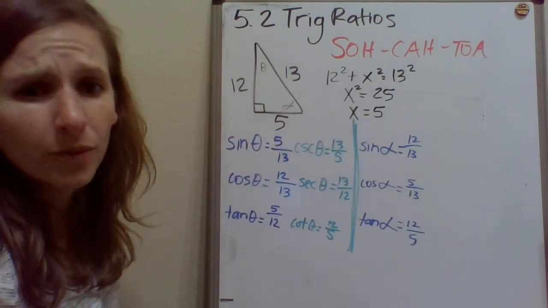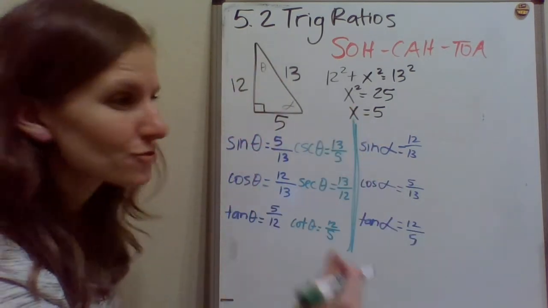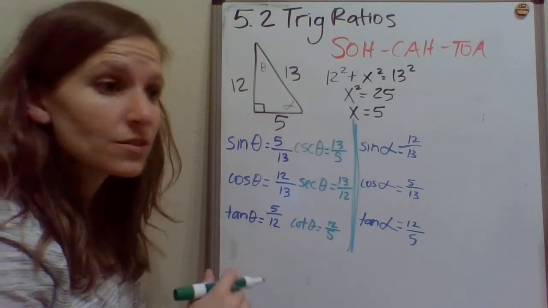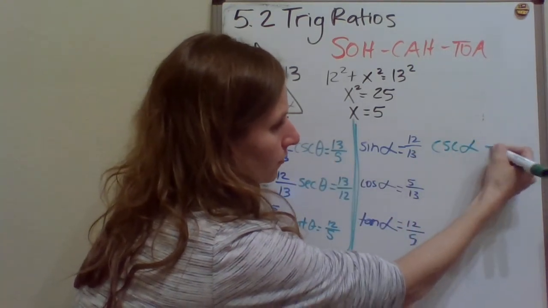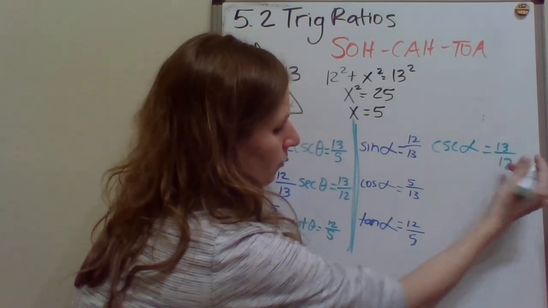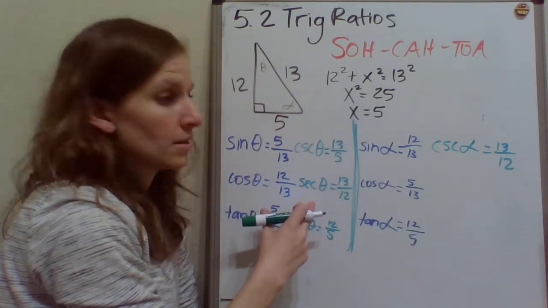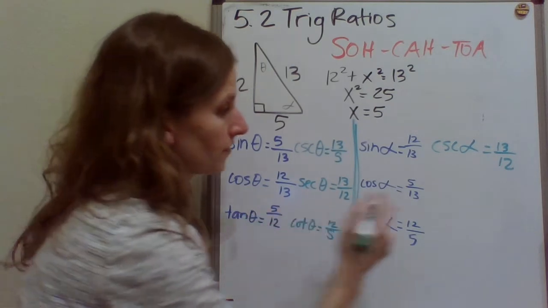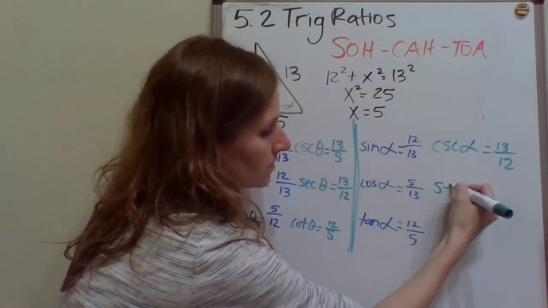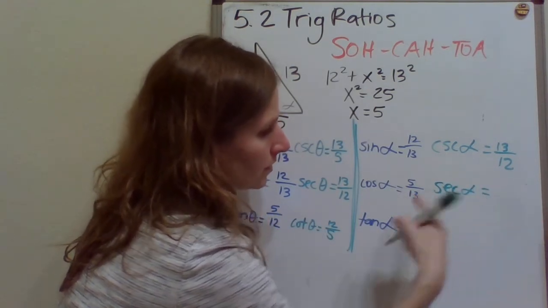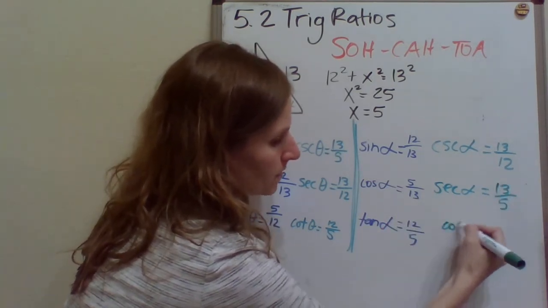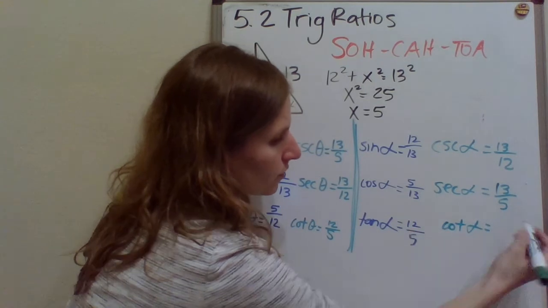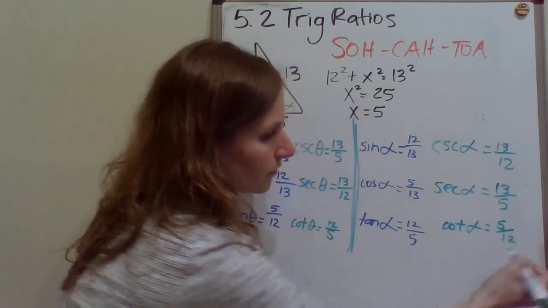And that's really all where the work needs to go, because then the next 3 are just going to be the reciprocals of these 3. So instead of the sine of alpha, we're going to have the cosecant of alpha being 13 over 12. Again, going to be the same thing as the secant of theta. And the secant of alpha being the reciprocal of this, which is 13/5. And then the cotangent of alpha being the reciprocal here, which is going to be 5/12.